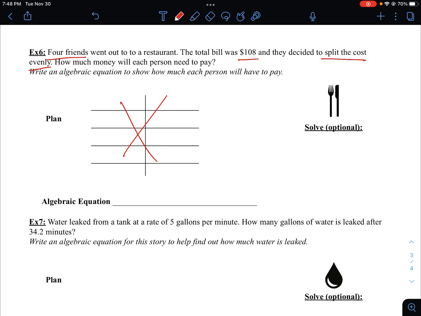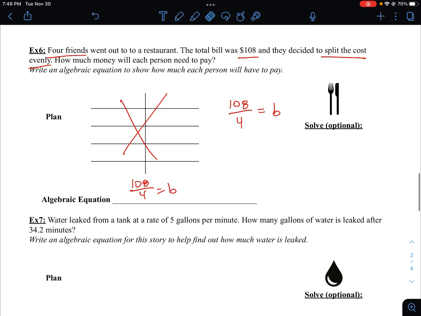What is the operation you use when you are splitting something evenly? It's division, of course. You're taking 108 and splitting it by 4 friends evenly. So divide by 4, and that's going to get you the bill that each person pays. So, 108 divided by 4 is going to get you B. I feel like that should be super obvious. It doesn't really require a table. How much does each person pay? Well, 108 divided by 4 is 27. Each person paid $27.